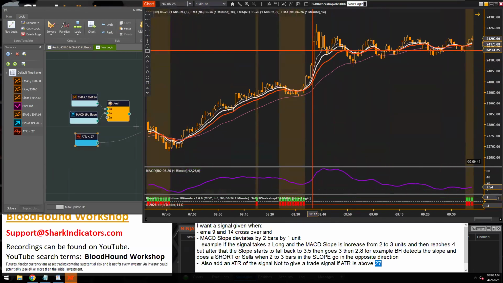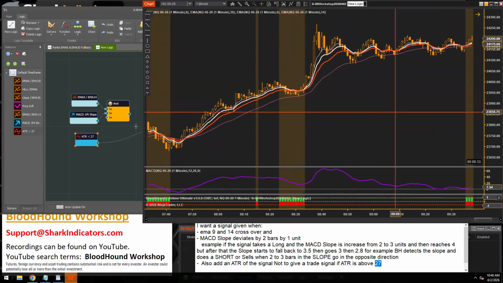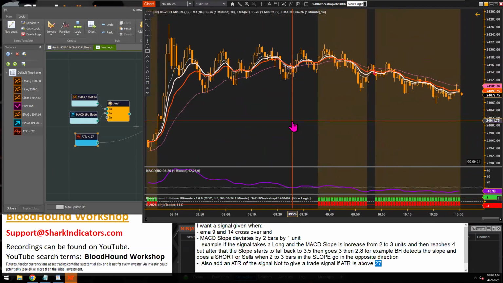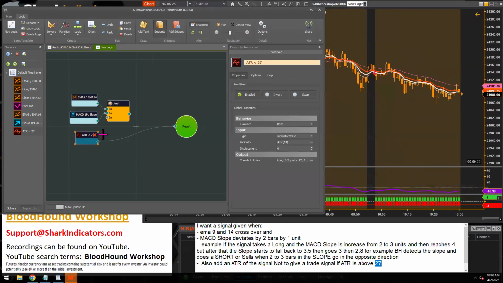Obviously that huge spike in movement there increased our ATR, but once it settled back down, the NASDAQ at least is beginning to settle back down there. All right, so we can connect that in as well.